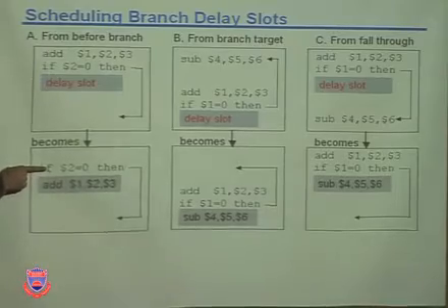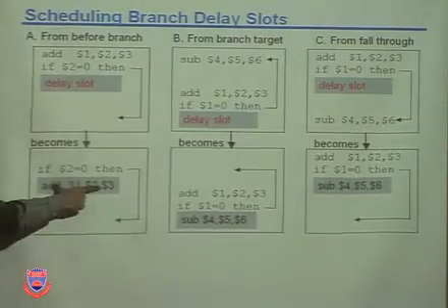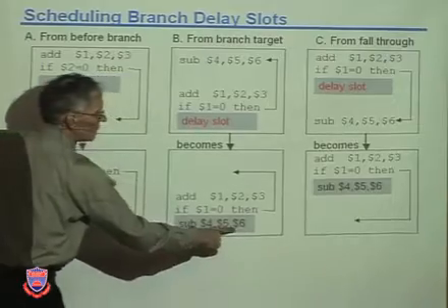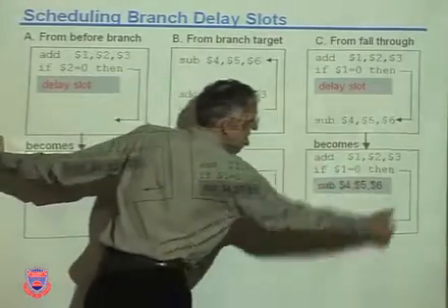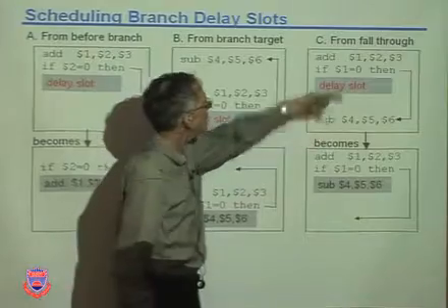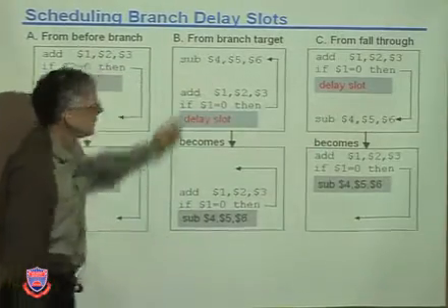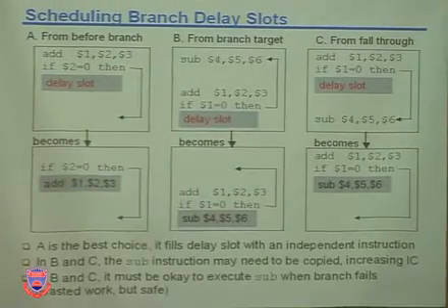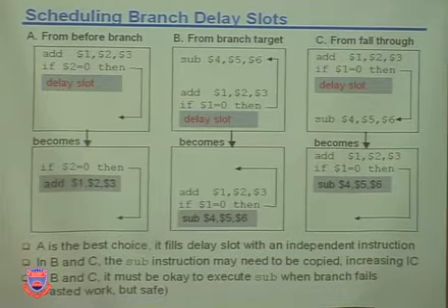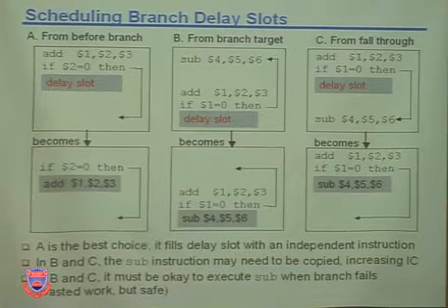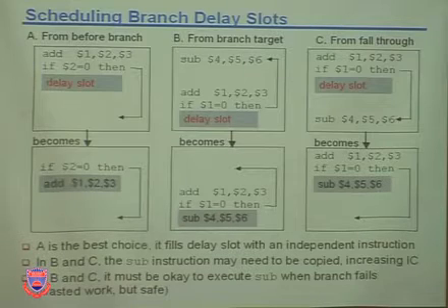So here we go. If this, then take the branch, and by the way, do this also. This says, if this, take the branch, and by the way, do this also. This says, if true, take the branch, and by the way, do this also. So the subtract from the target moved in as it did here as well. And just a footnote: A is obviously the best choice. It fills the delay slot with an independent instruction. In B and C, the subtract instruction may need to be copied, increasing the instruction count.